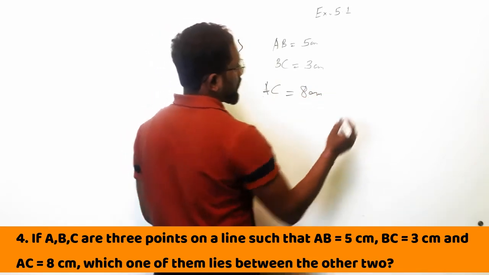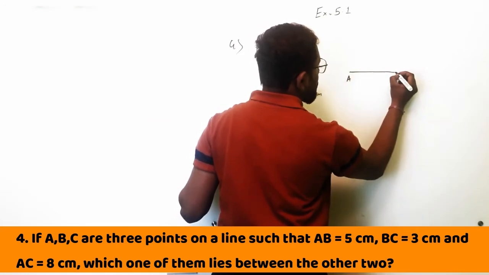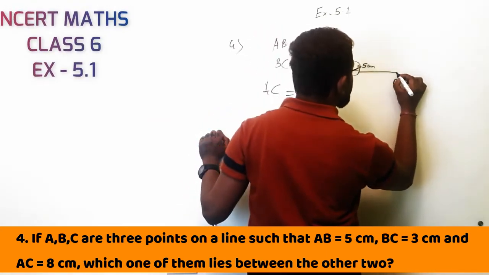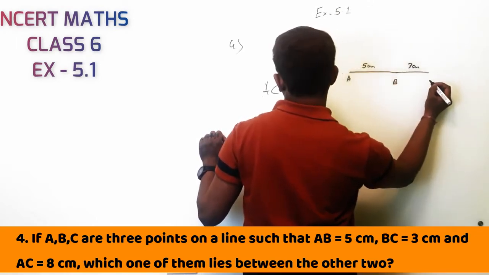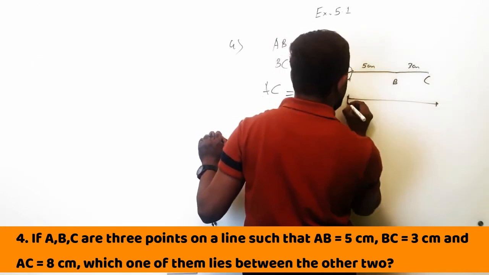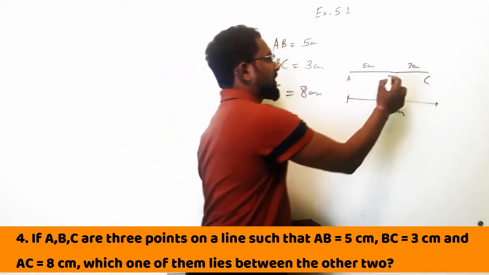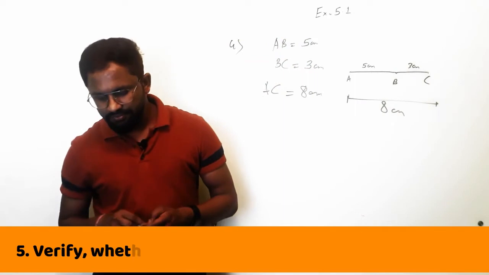So let us draw it. AB, this is 5 centimeter. BC, this is 3 centimeter, okay? And AC is overall 8 centimeter. So B lies between A and C. This is the answer.